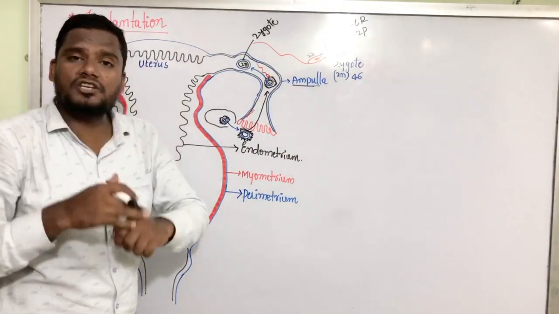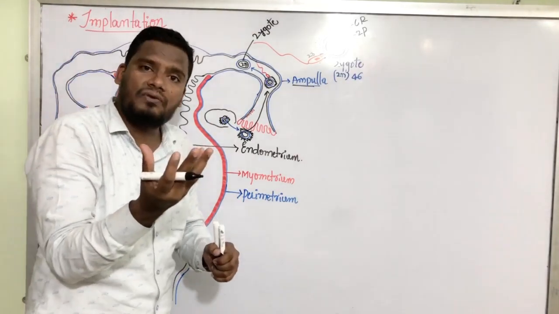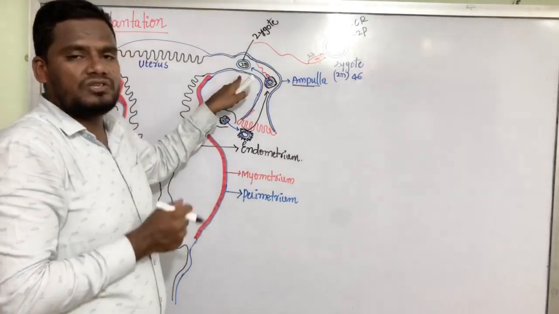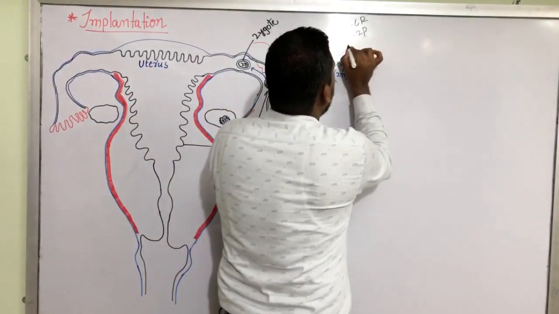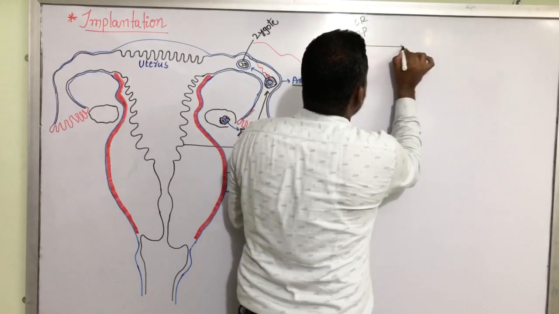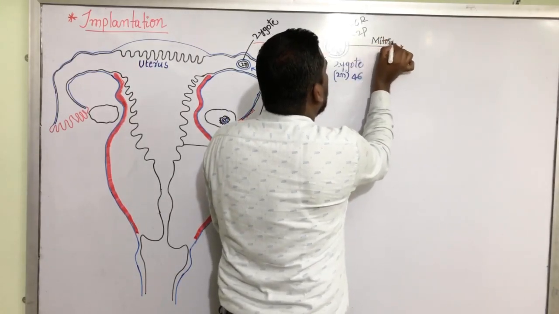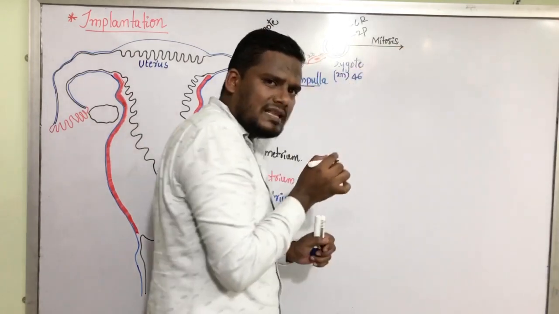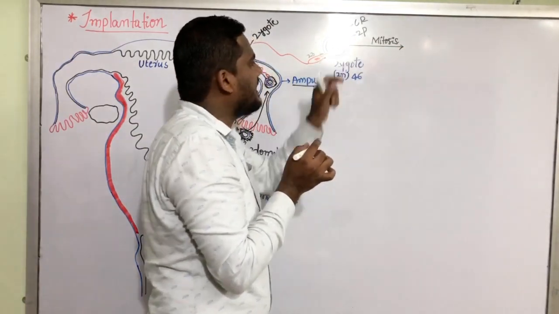This is the first structure which is formed after fertilization. What is the first structure formed after fertilization? Zygote is the first structure. This zygote undergoes mitosis. How many chromosomes are present in the zygote? 46 chromosomes are present in the zygote.